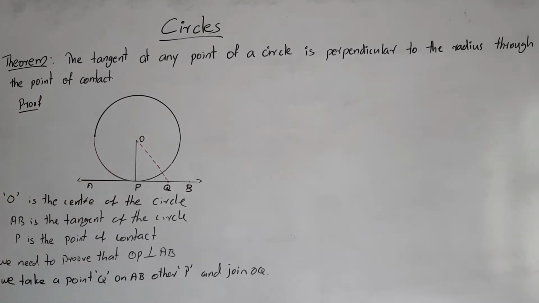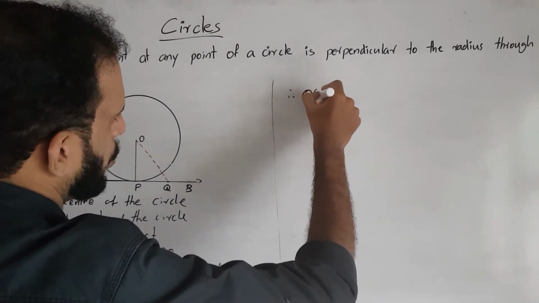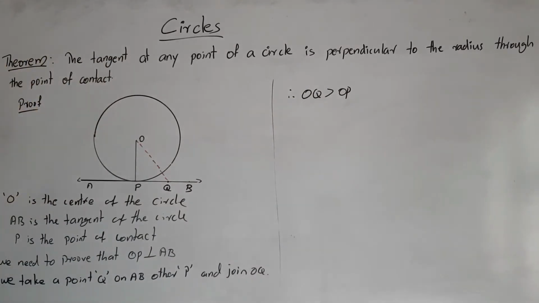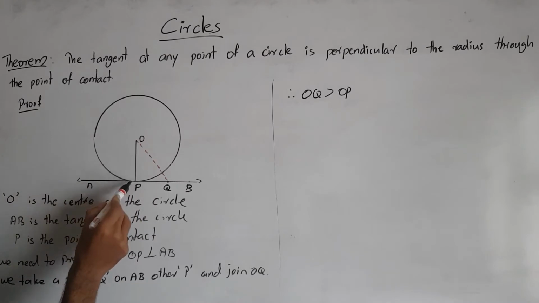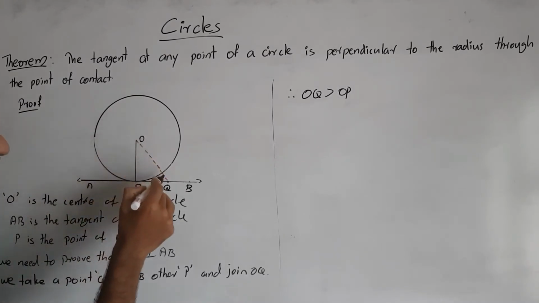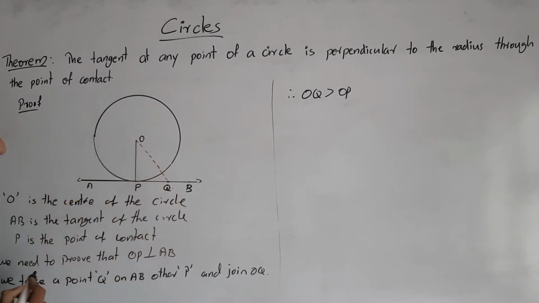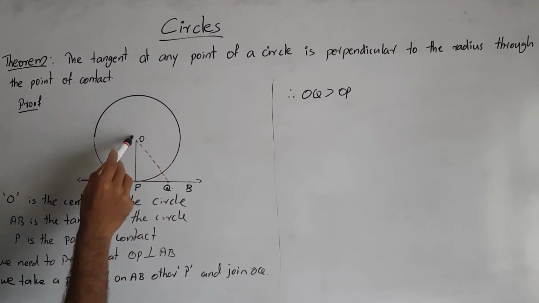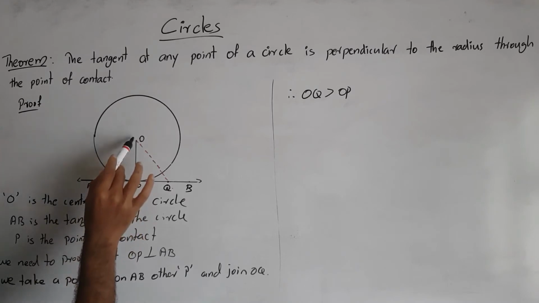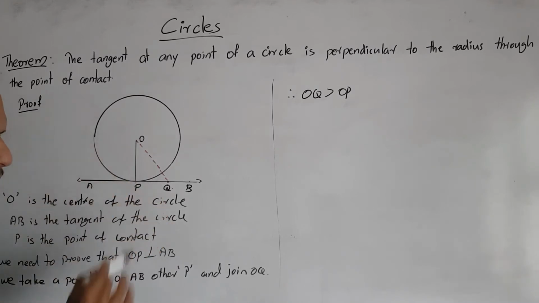Therefore OQ is greater than OP. Correct? Why? Because this point P lies on the circle and Q lies outside the circle. Then it is very clear the distance from the center to the point P is less than the distance from the center to the point Q.